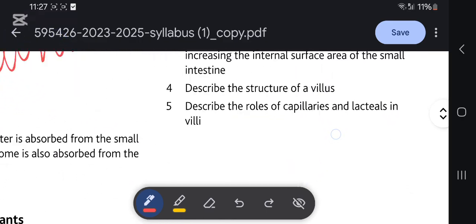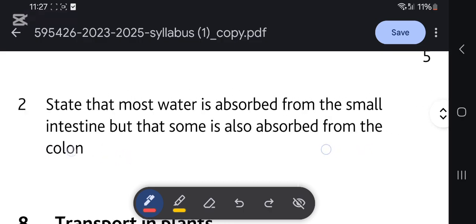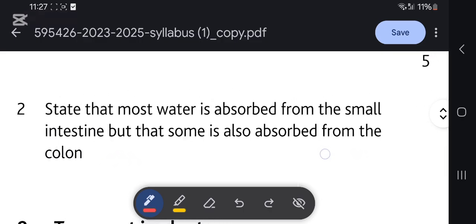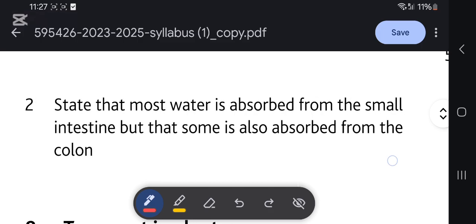The structure of a villus is easy. Basically there are lacteals, and then there are arteries, and then there are veins, and the vein goes back through the hepatic portal vein to the liver. Then most of the water is absorbed from the small intestine, and some is absorbed in the colon. Okay, we did not discuss the large intestine.